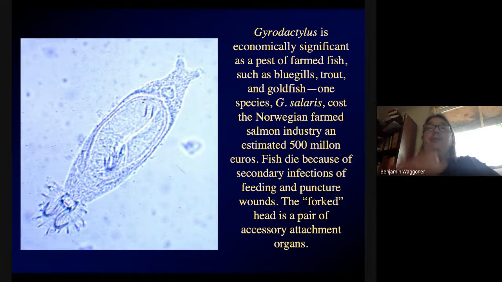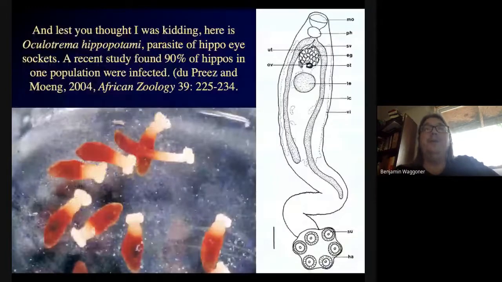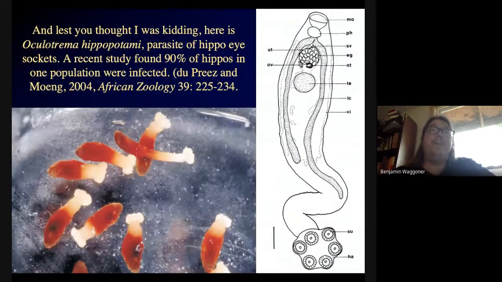And then I actually was able to track down a picture of Oculotrema hippopotami, which is a parasite of hippopotamus eye sockets. The paper on these was actually written by a South African wildlife biologist, or a pair of them, that actually had to go out and cull a hippo herd. Hippos are among the most dangerous animals in Africa. They look adorable, but they're notoriously bad-tempered, and they'll just come over and squash you like a bug if you get too close to them.